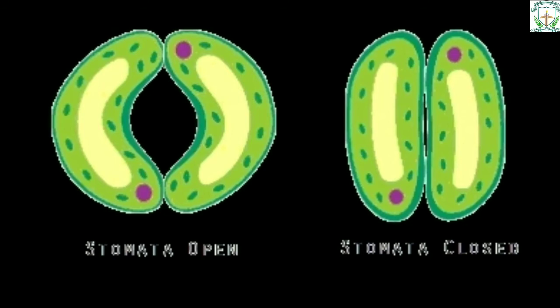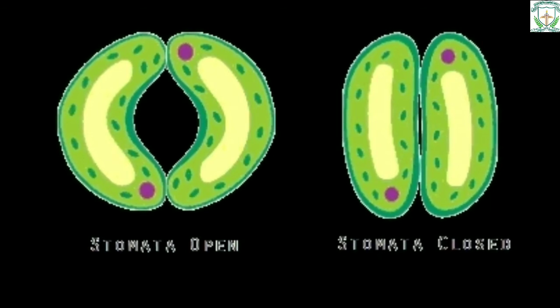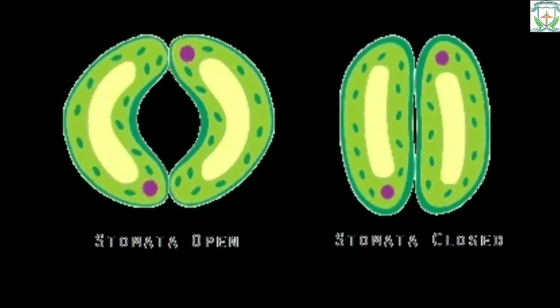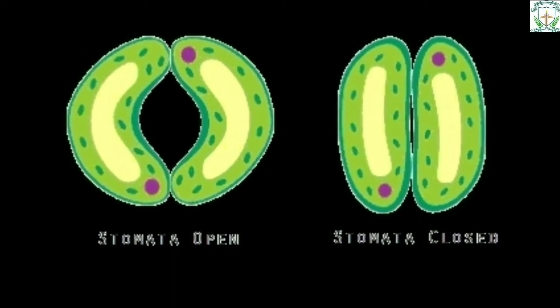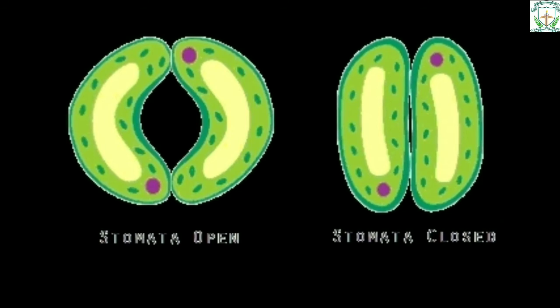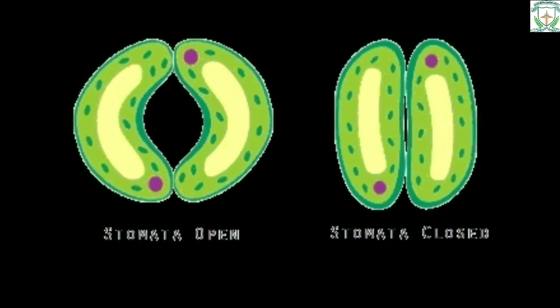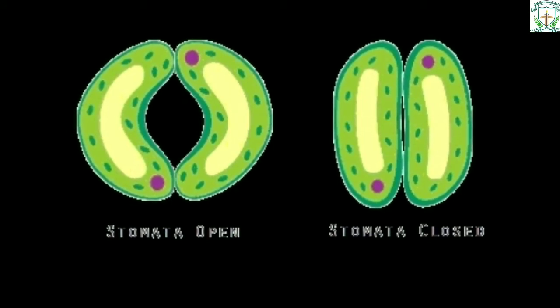When the water enters the guard cell, it will bulge and swell, and at that time the pore will be open. When the water is removed from the guard cell, it will shrink. At that time the pore is going to be closed. The guard cells control the opening and closing of the stomata.